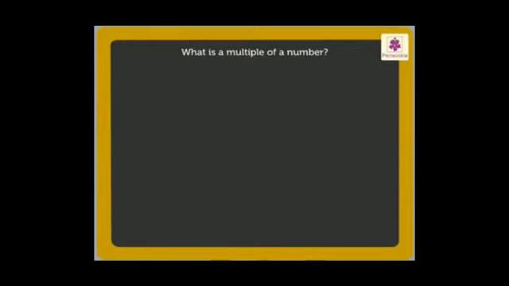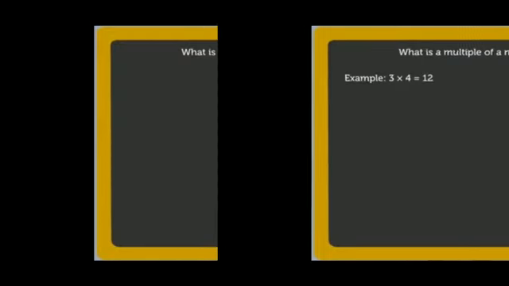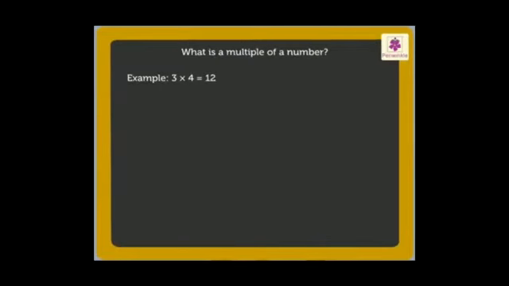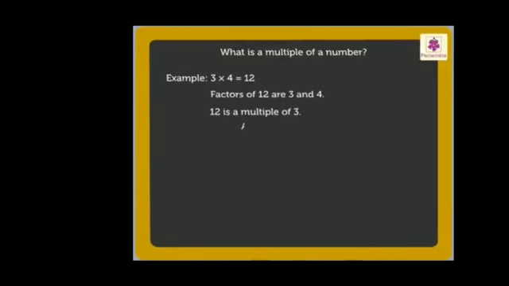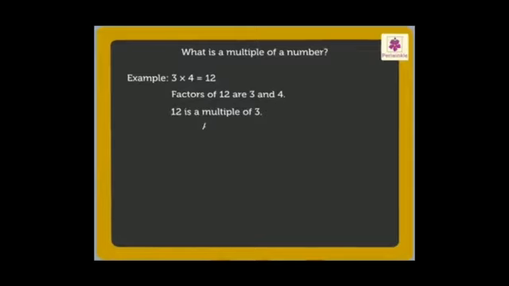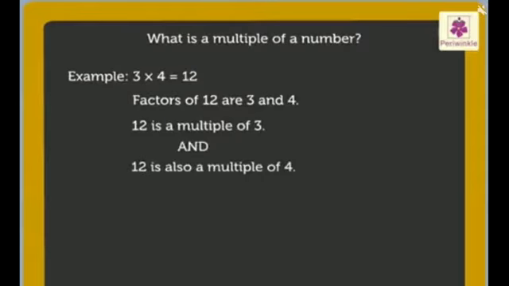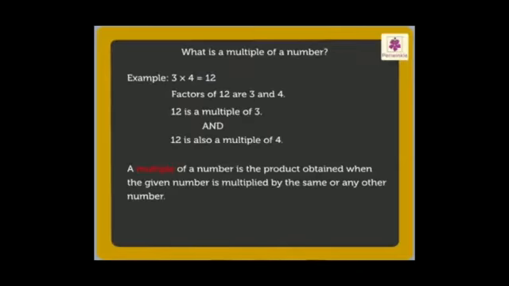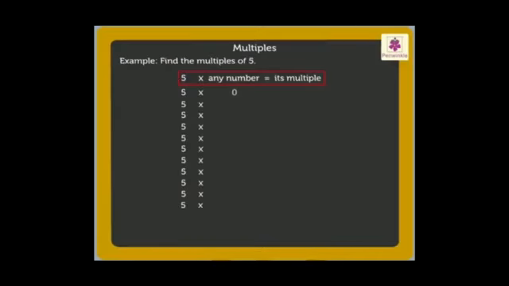Next concept is what is the multiple of a number. For example, in the product 3 into 4 is equal to 12, the factors of 12 are 3 and 4. Therefore 12 is a multiple of 3 as well as 4. A multiple of a number is the product obtained when the given number is multiplied by the same or any other number. Let us take one more example.